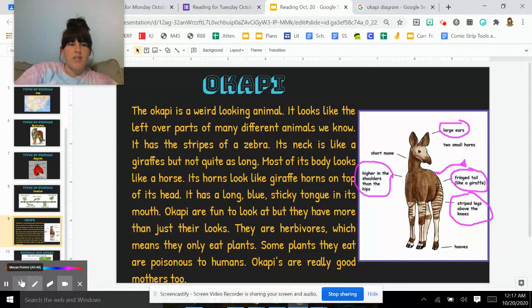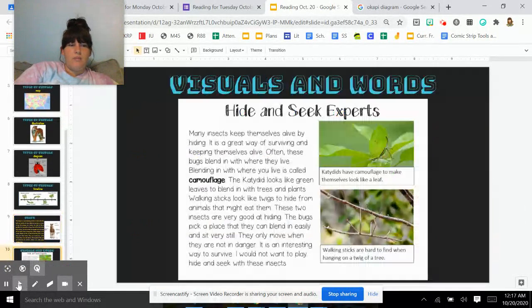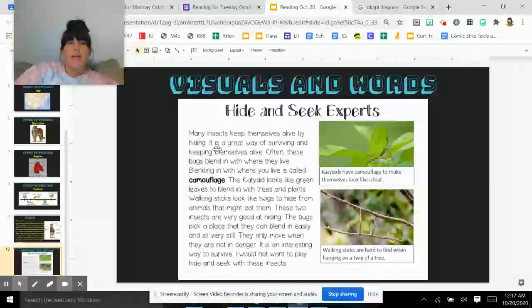So now I'm going to give you a chance to kind of look and see what you think in this text. I'm going to read the text to you and read the captions, but I want you to take a look at the photographs once we're done. So it says, many insects keep themselves alive by hiding.